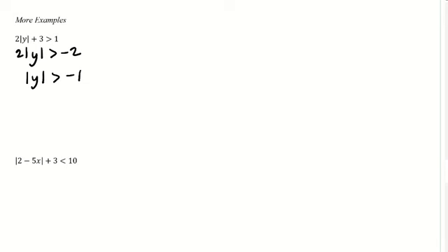Think to yourself, once you've got the absolute value isolated, you go to do number line analysis. You say, what numbers have absolute value bigger than negative 1? All of them. So this is all real numbers.